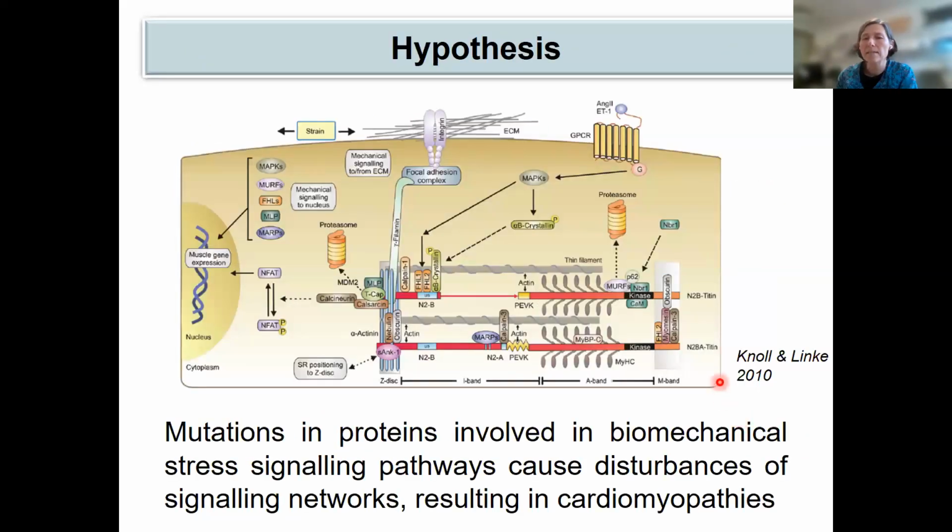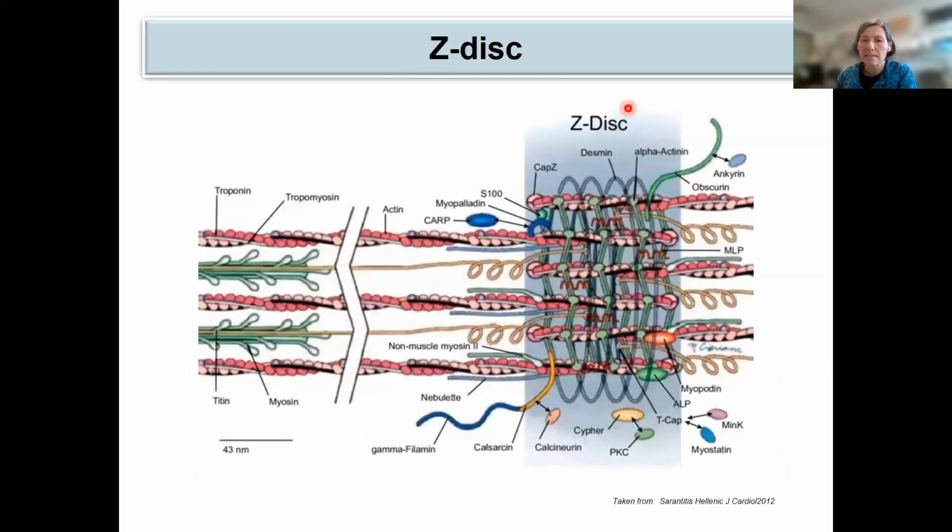It's a complex network of signaling, not fully understood. The reason I'm interested in it is that I think genetic variants in proteins involved in these biomechanical stress signaling pathways can disturb signaling functions in the heart and thereby result in cardiomyopathies. I'm not saying this causes all cardiomyopathies, but it causes a subset that are mechanistically quite interesting. And the Z-disc is one of the places where this sensing and signaling takes place.